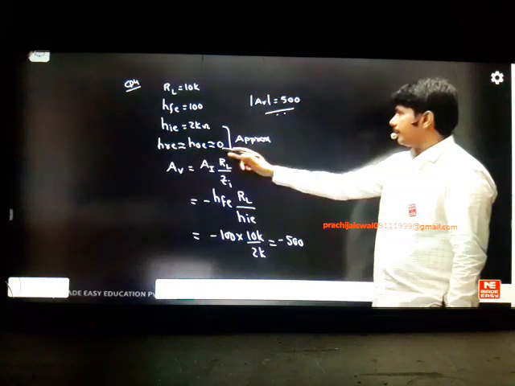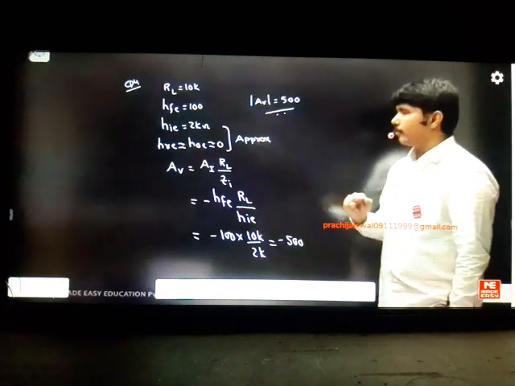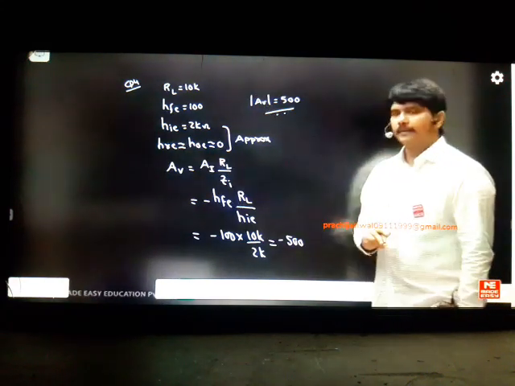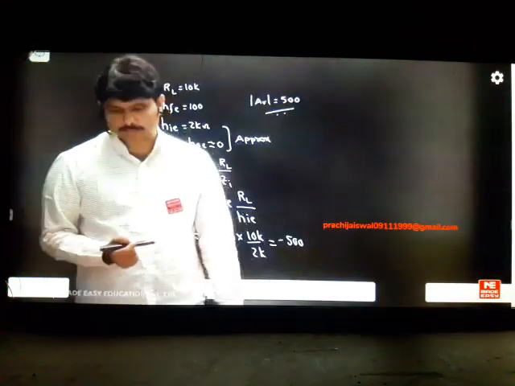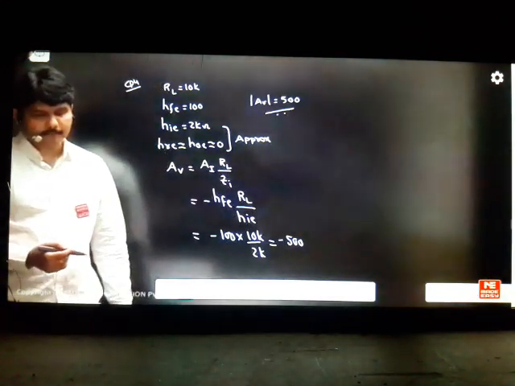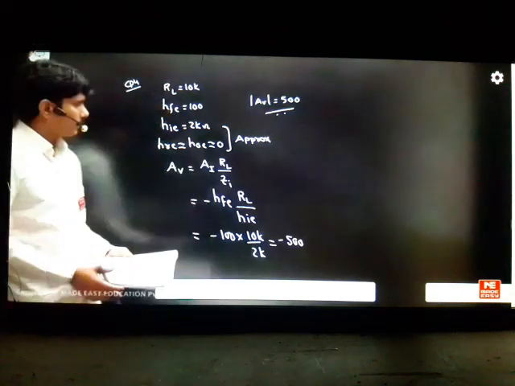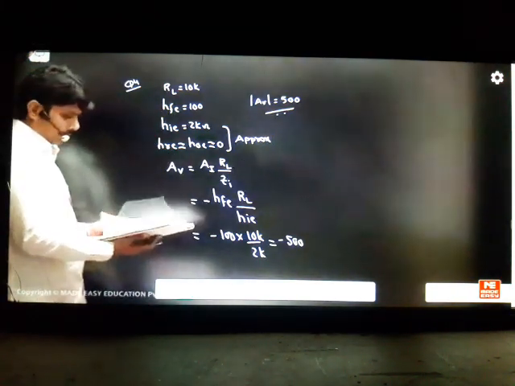The RL given, HFE, HIE. HRE, HOE is not given here. Just an approximate model I have used. When I use the approximate model, current gain is from HFE, and we write input impedance as HIE. Problem solved. Two-port network formula applied. So you can check your EC book. What is this question in the EC book? Which number is it? You can check it. Next question number 5 I'm doing.